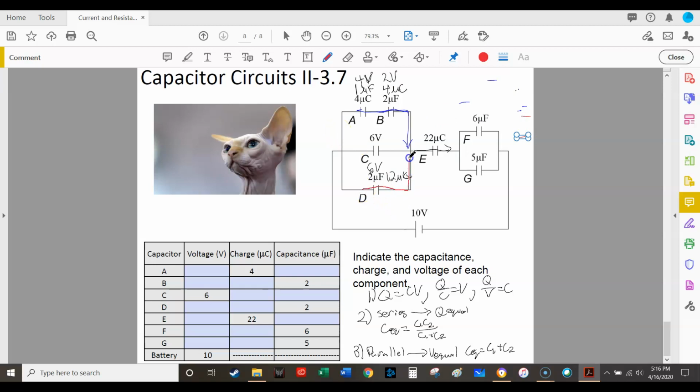Well, we have 12 microcoulombs going through D, right? So this is 12 microcoulombs coming in there.